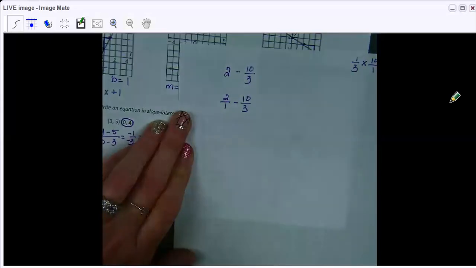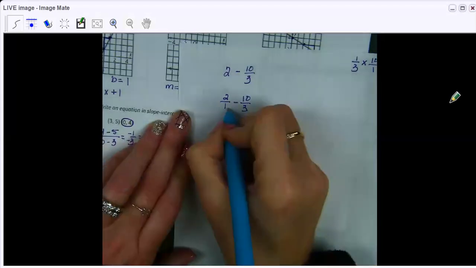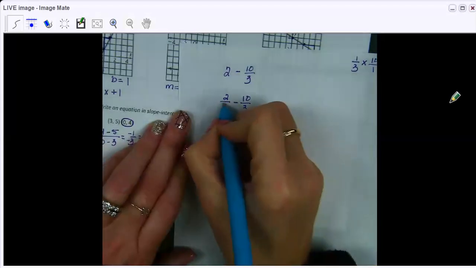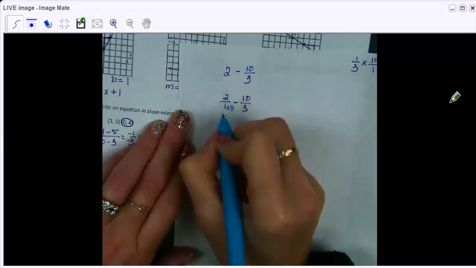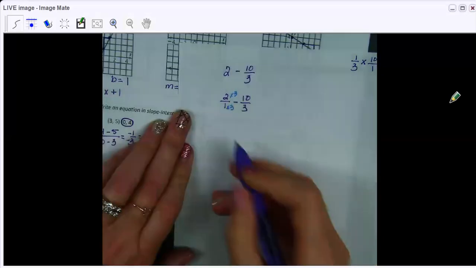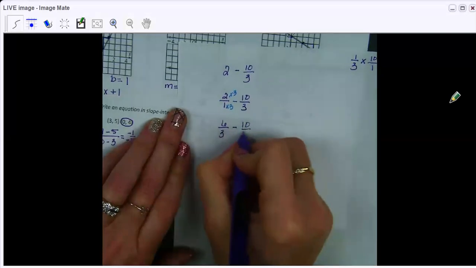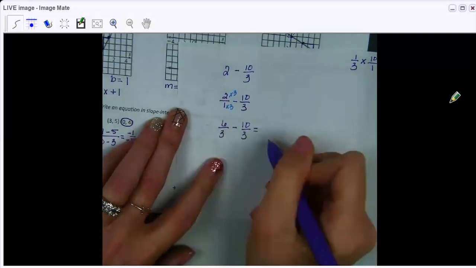So Andrew is correct. You need to find common denominators. So my common denominator is going to be 3. So I need to change this 1 to a 3. The way that I could do that is multiply this by 3. And if I multiply the denominator by 3, I multiply the numerator by 3. And then I rewrite my problem. That's 6/3 minus 10/3. And now I can solve because my denominators are the same.